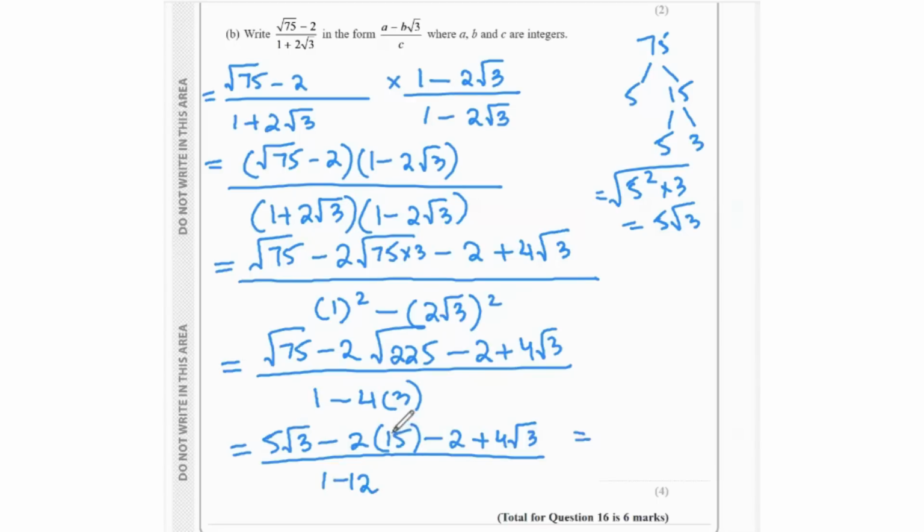2 times 15 is 30. 5 root 3 plus 4 root 3 is 9 root 3. And negative 30 minus 2 is negative 32, and this is negative 11. So this is your final answer, where c is negative 11, a is negative 32, and b is 9. You can also rewrite this as (32 minus 9 root 3) over 11. Either way, your answer is going to be correct.